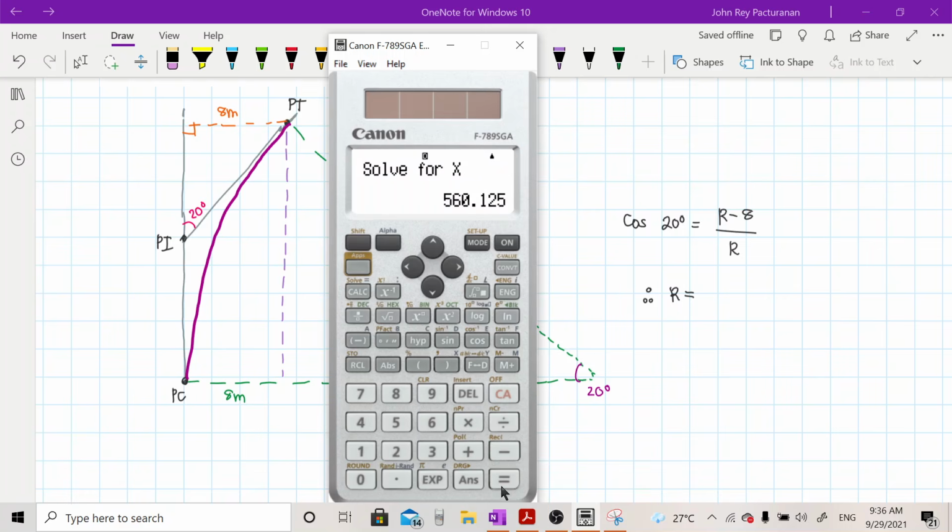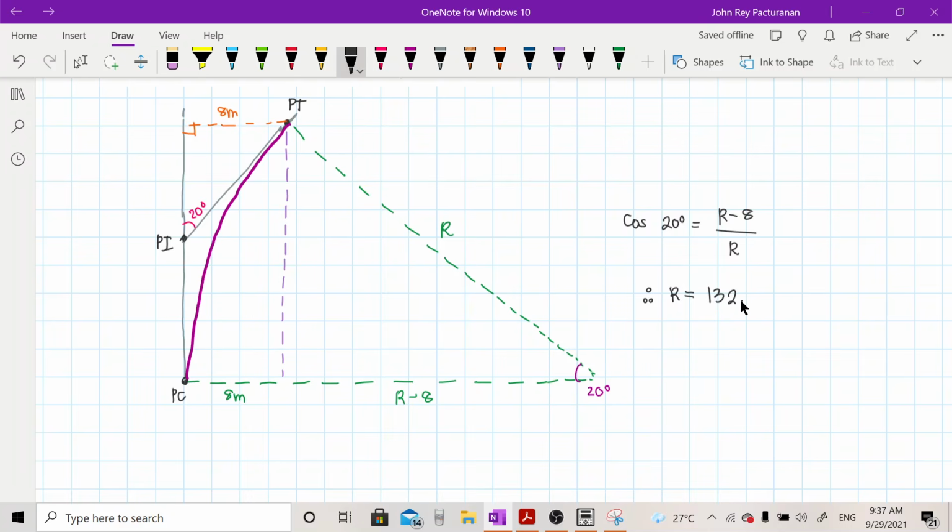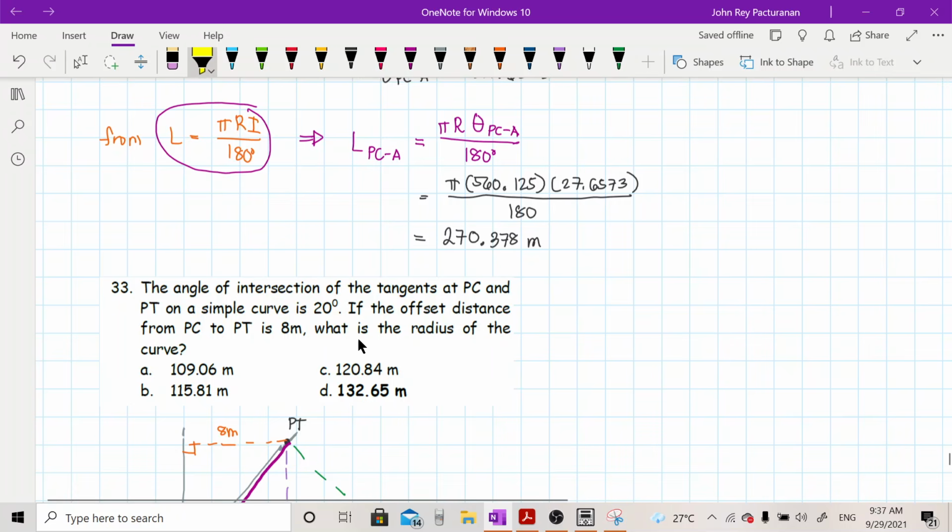Hintay-hintay na lang. So, ang sagot natin dito may be processing because of some function, but still, hintay-hintay na lang. So yun, lumabas na ang sagot class. The answer is 132.654 meters. So let's shade that. So ayan no, napakadali lang naman ng lesson natin in regards dito sa simple curve.